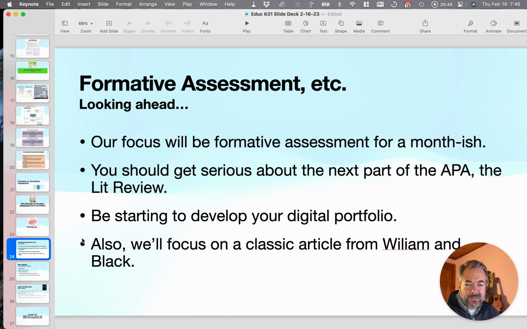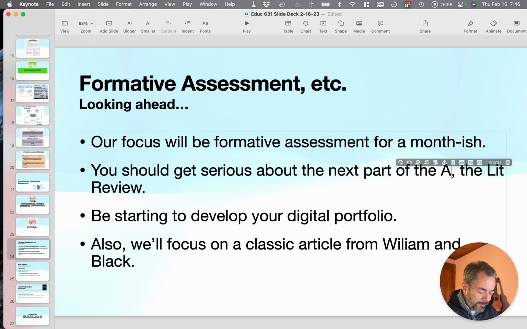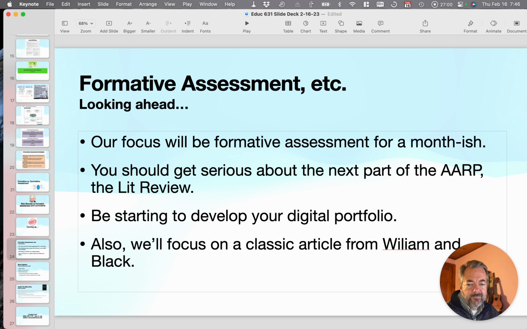So coming up, our focus, as I mentioned, will be formative assessment for a while. Be serious about APA and the Lit Review. This actually is supposed to say not APA, but AARP. Obviously, APA is part of the Lit Review, but that's not what I meant there. So get serious about that. Digital portfolio is always a piece. And in a minute, I'll tell you about the classic article from Wiliam and Black.